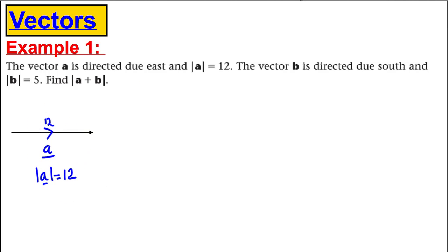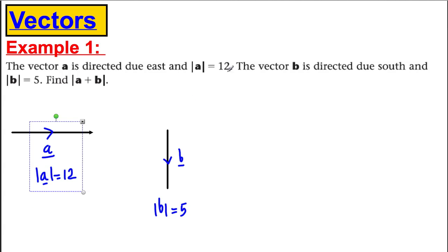So vector B is directed due south. Okay? So it's going down like that. And this is vector B, and its modulus is 5. So its length is 5. I'm going to rub that out for now.